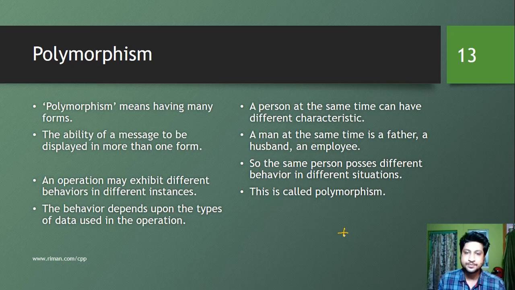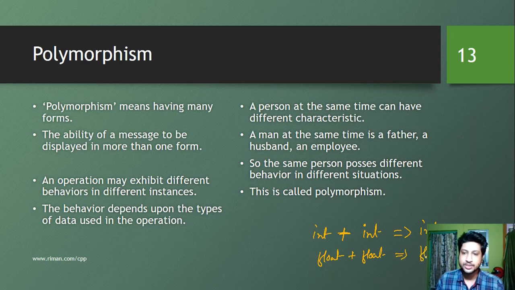So consider this plus. If you put an integer here and an integer here, it will produce an integer result. But if you give a float number here and a float number here, it produces a float result. So the same plus operator produces the result according to whatever data we give to it. That is polymorphism.